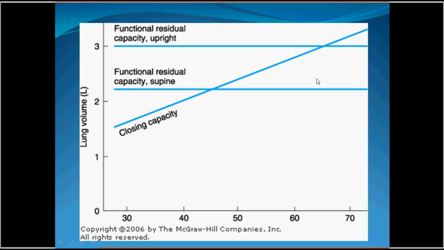So this means that in the upright position, some of the dependent alveoli, or respiratory bronchioles, will be atelectatic, and that part of the lung will not be ventilated. So it will be perfused but non-ventilated. This will lead to shunt. So this is a problem for the supine position and upright position depending on the age.